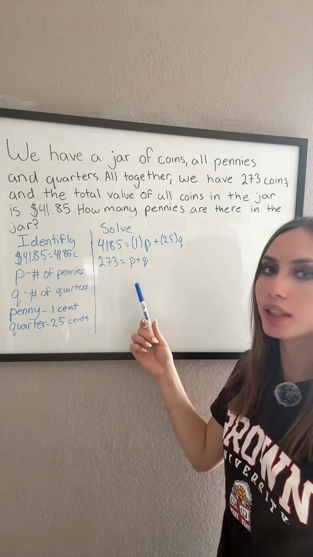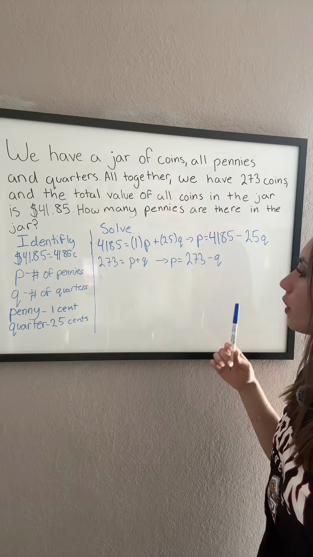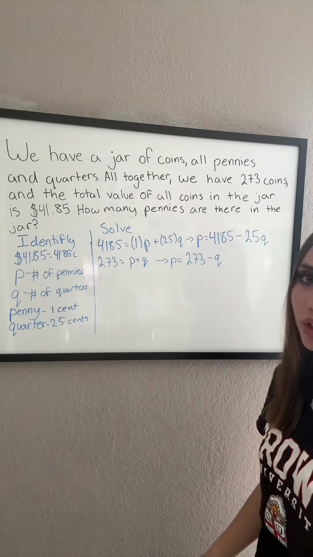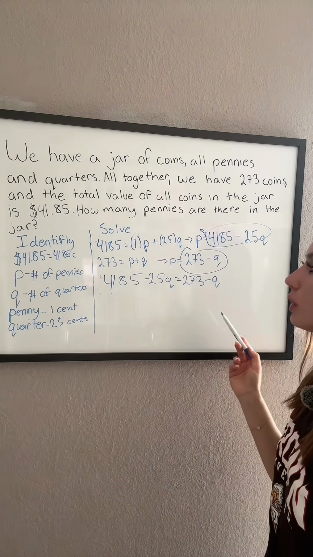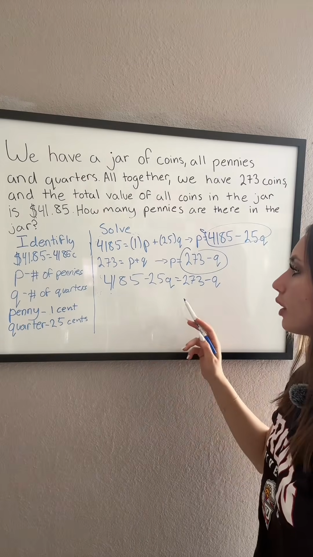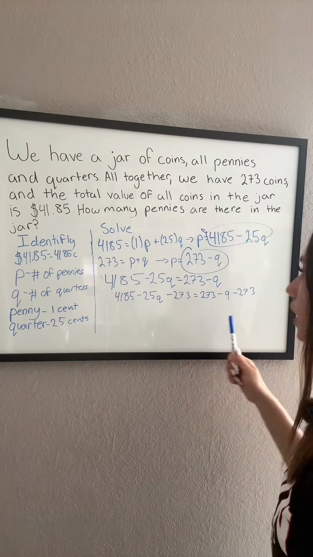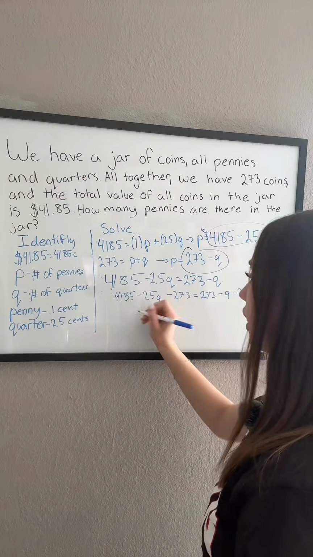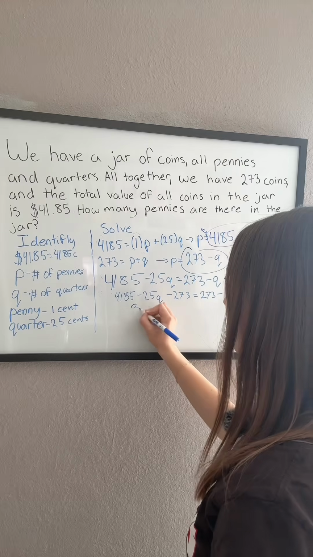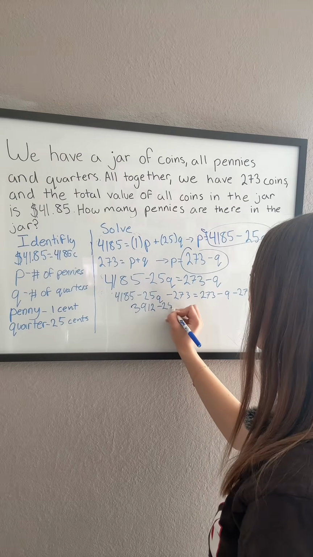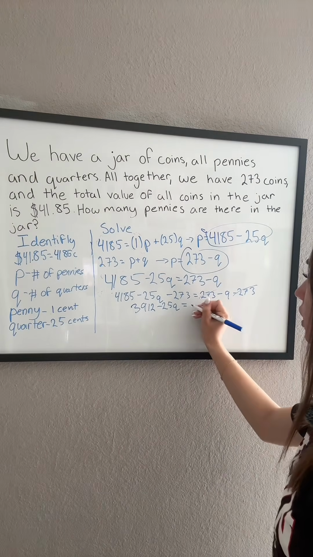Our next step is to isolate p because in both equations, there's only one p. As you can see, I've isolated p in both equations, and since both are now equal to each other, we can set these two equal to each other. Now that our equations are set equal to each other, we can separate our given values and our variables. The first thing we're going to want to do is subtract 273 from both sides. After subtracting 273 from both sides, we get that 4,185 minus 273 is equal to 3,912 minus 25q. And here, the values cancel each other out, and we get that the right side is equal to minus q.